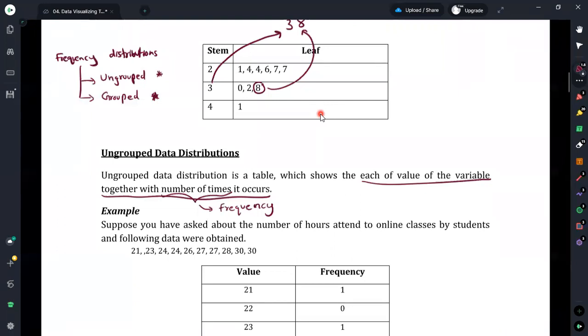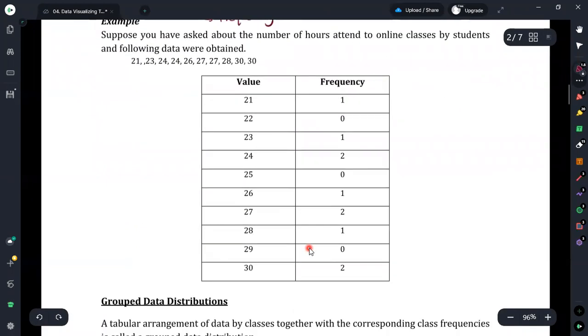Therefore, under the ungrouped data distribution, first we will consider an example. But what we have to keep in mind is that this method uses a table. Once you arrange each value of the variable along with the associated frequencies inside the table, we can call such a table a frequency distribution. In here, the same example has been considered.